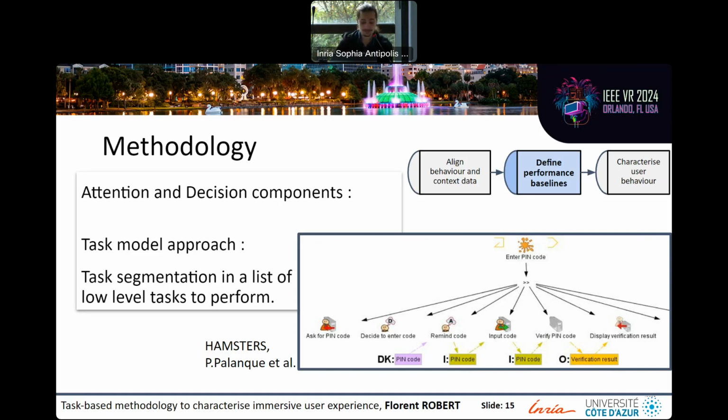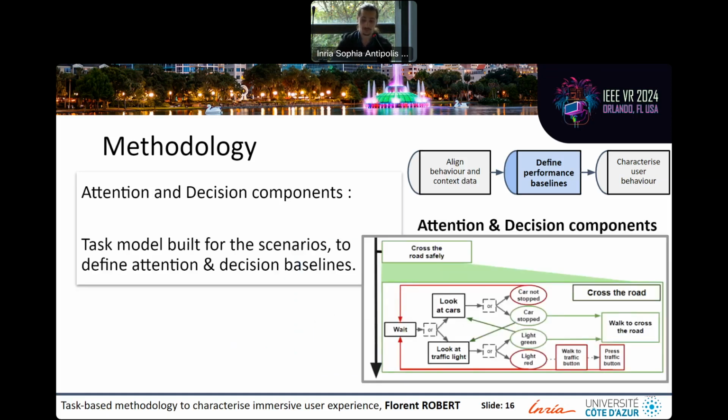So we applied this to our context, where we created, here you have a visualization of a very simple task model focused on the cross the road task. So here you can see that for the task cross the road, we expect the user first to wait. Then they will have to look at the car and look at the traffic light. Then they look at the state of these objects. Is the traffic light green or red, and is the car stopped or not?